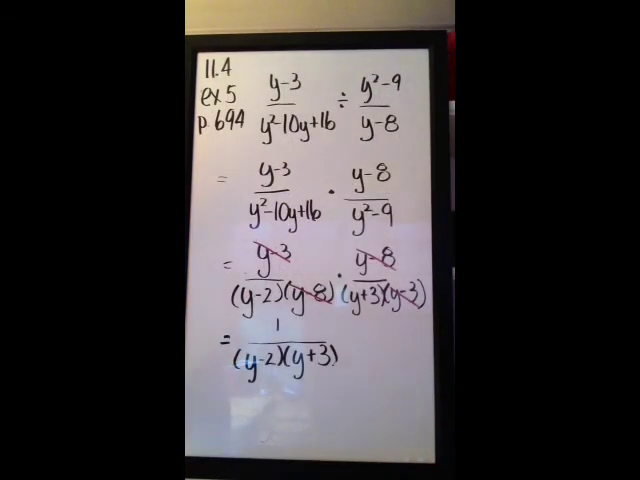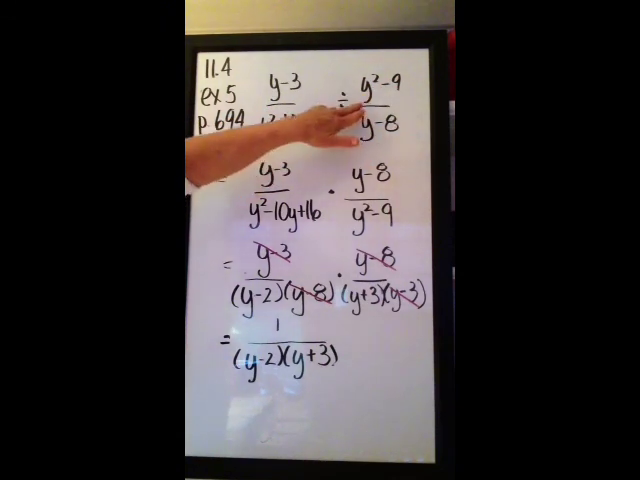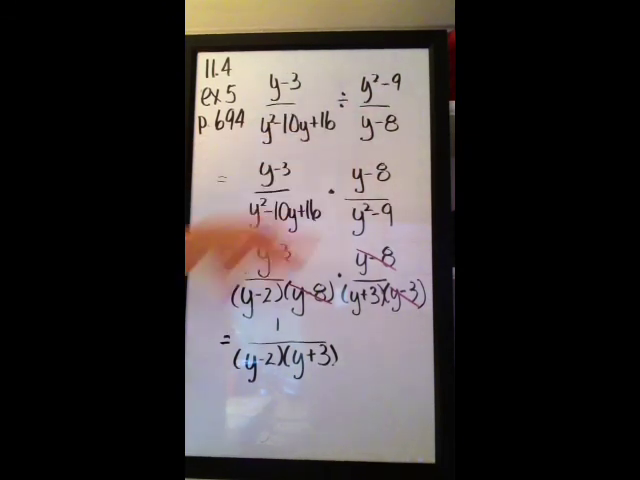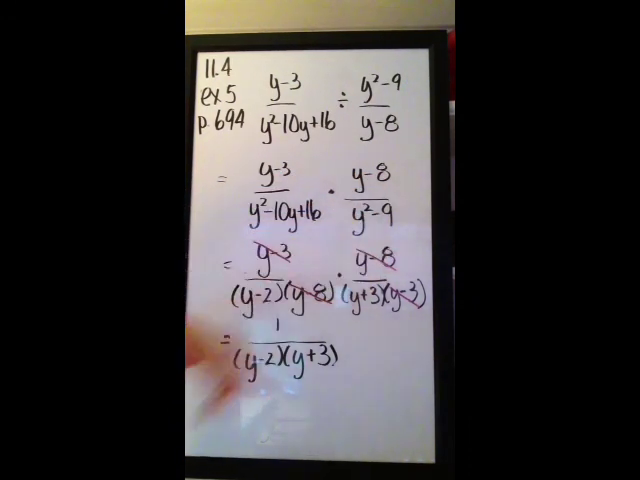Okay. Here's example 5 on page 694. Sometimes when we're dividing, we need to factor trinomials in order to cancel factors out. So in this case we have y minus 3 over the trinomial y squared minus 10y plus 16 divided by y squared minus 9, which you'll recognize as a difference of squares, over y minus 8. So again, I flip the second fraction, y minus 3 over y squared minus 10y plus 16 times y minus 8 over y squared minus 9.